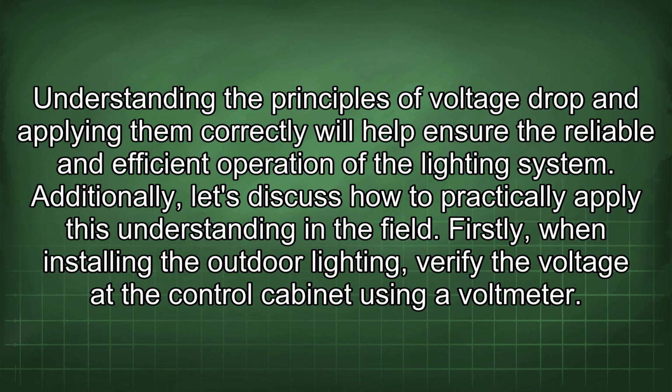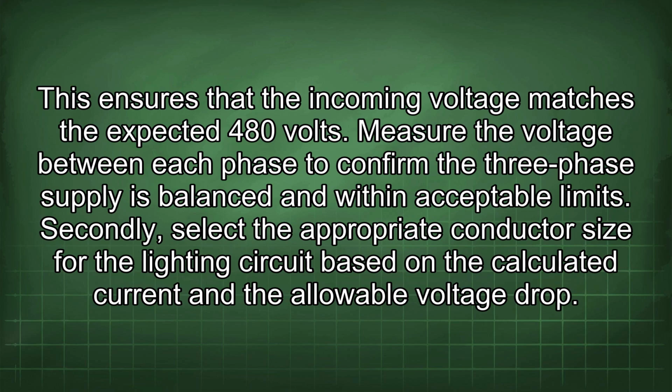Firstly, when installing the outdoor lighting, verify the voltage at the control cabinet using a voltmeter. This ensures that the incoming voltage matches the expected 480 volts. Measure the voltage between each phase to confirm the three-phase supply is balanced and within acceptable limits.